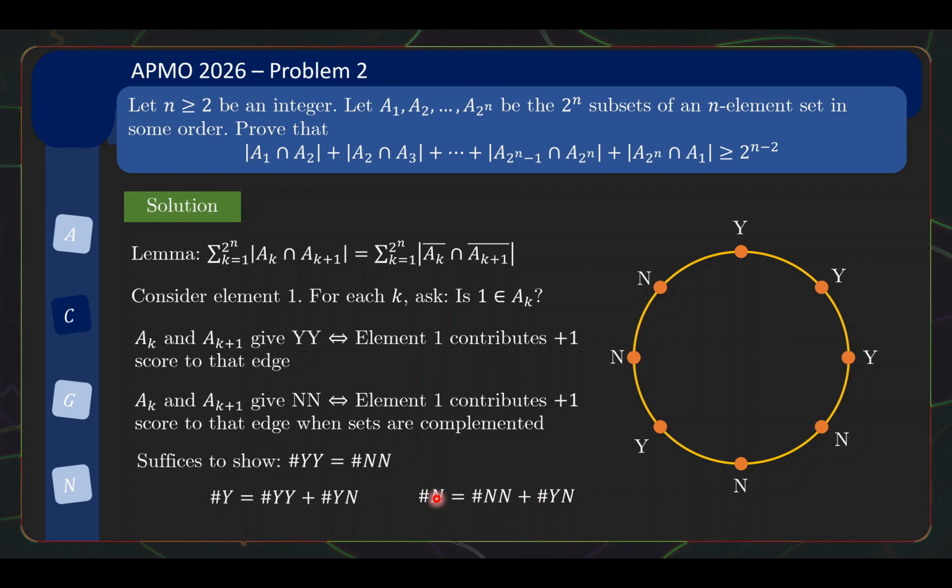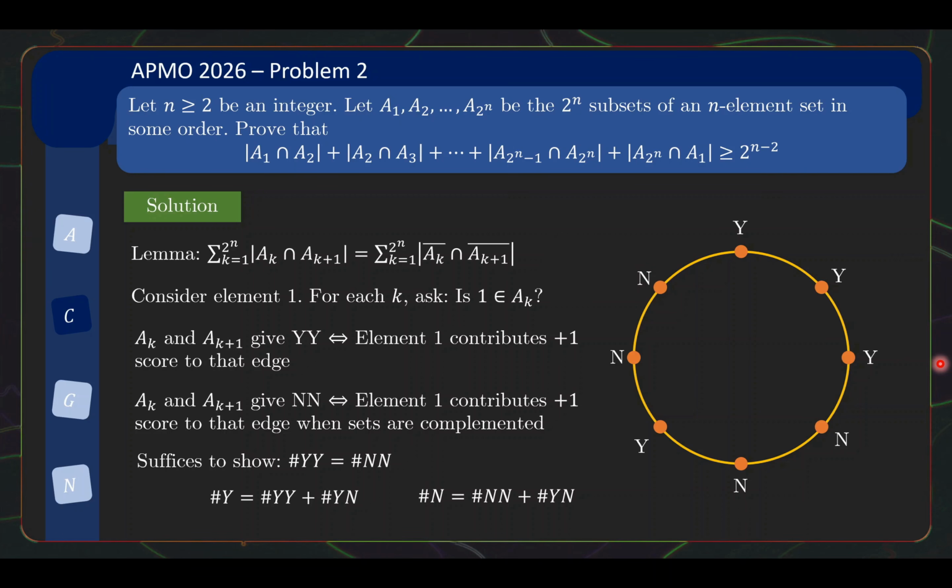Now the number of yes and the number of no are equal. They are exactly half of this, right? So these two right-hand sides are equal. Then the number of yes-no cancel out. Therefore, the number of yes-yes equals the number of no-no. QED. So this is a very cute proof for the lemma.